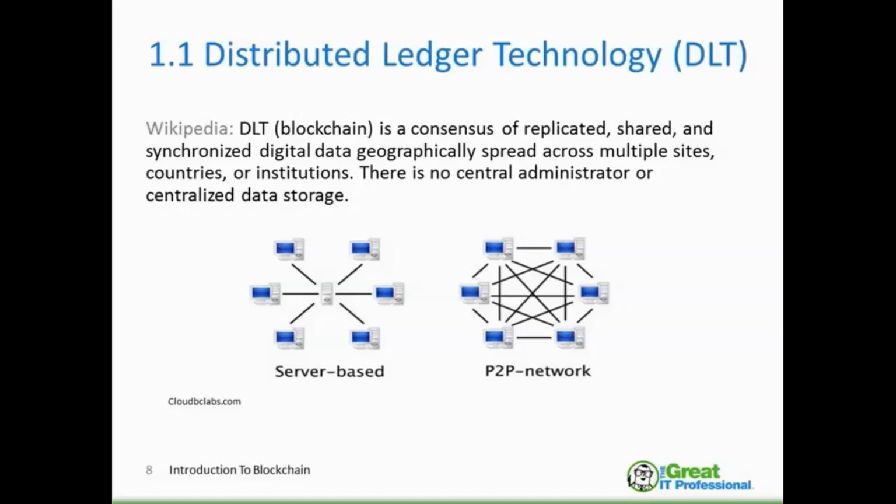And now let's look at data. Each of the nodes has data, but this data is replicated across all these nodes, okay, and it's synchronized. These are very powerful concepts, and it's very powerful to have such type of network. The other important thing is that there is no central administrator, no centralized data storage, as opposed to the image we have on your left-hand side, which is server based.